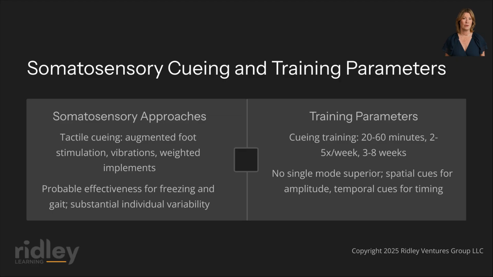No single mode of external cueing is superior to another, with visual, auditory, and somatosensory cues all demonstrating efficacy. The choice of cueing modality should be individualized based on patient preferences, specific gait deficits, and disease stage. Spatial cues are optimal for correcting stride length and amplitude deficits, while temporal cues are best for addressing timing and coordination issues. Combination cueing approaches that employ multiple modalities may provide additive benefits for patients with complex gait disorders.